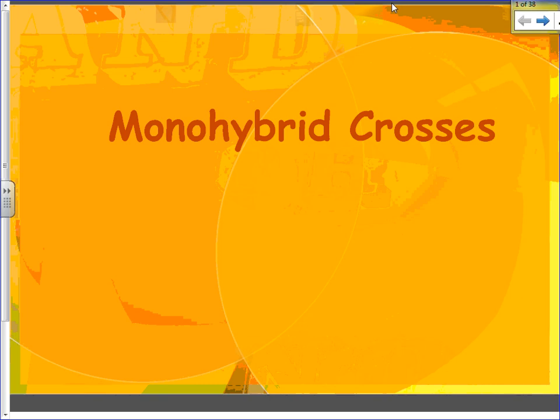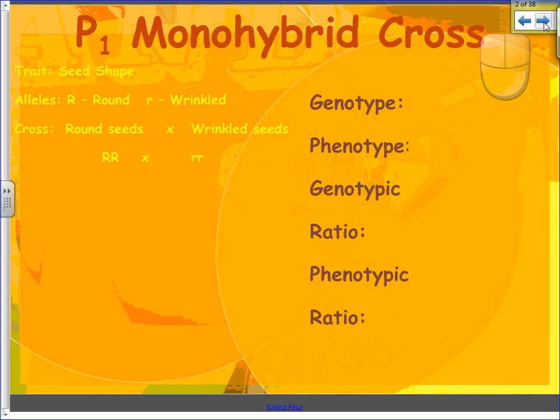Hi, so in this podcast, we're going to look at the monohybrid crosses, and this will also be a podcast on how we would go about doing Punnett squares or answering genetic problems for monohybrid crosses. So this takes us through some classic monohybrid crosses that Gregor Mendel did. And the first monohybrid cross that Gregor Mendel did was the P1 monohybrid cross.